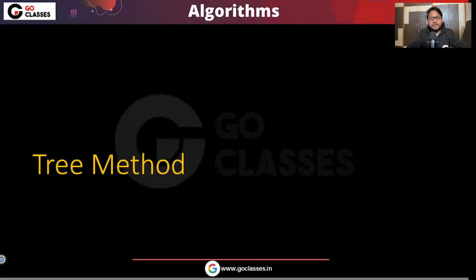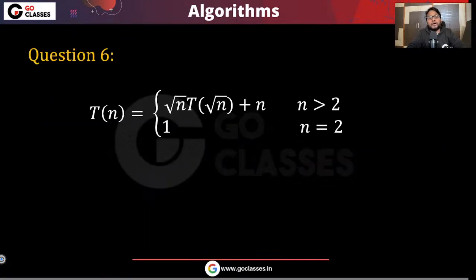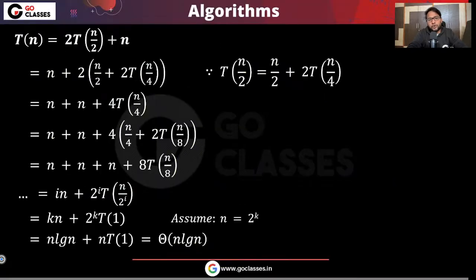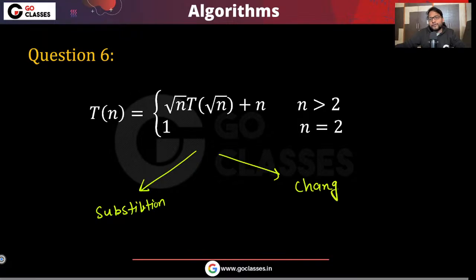Now let's just see the tree method. So currently we have seen the substitution method. Let's not worry about this question if it is very tricky for you, but apart from this question, I hope every other question is fine. And this question also we have solved using two methods: substitution method and also change of variable. I will show you change of variable later on.